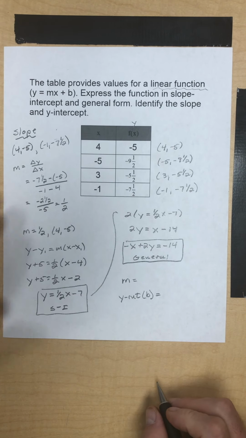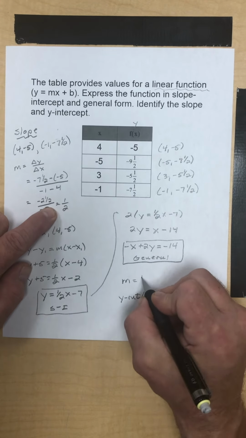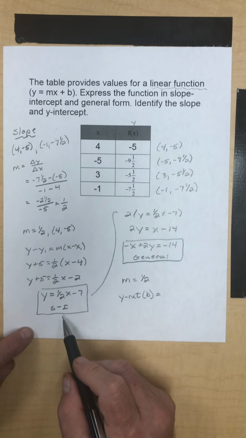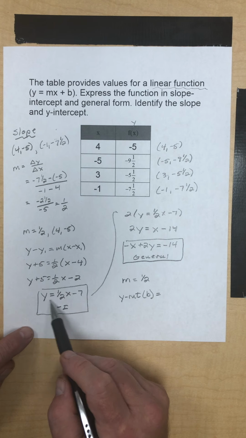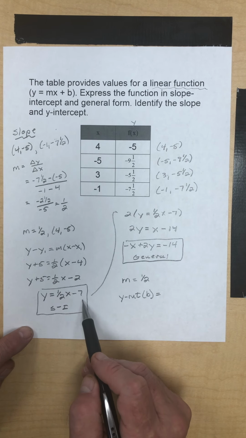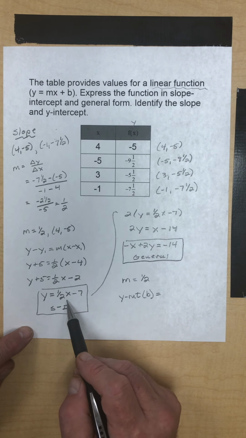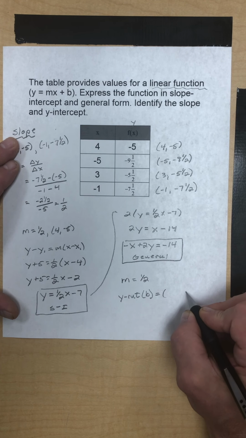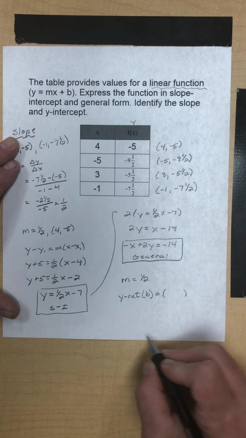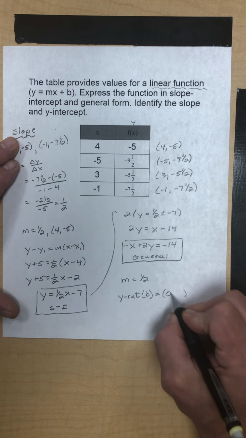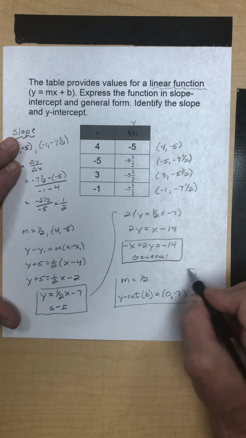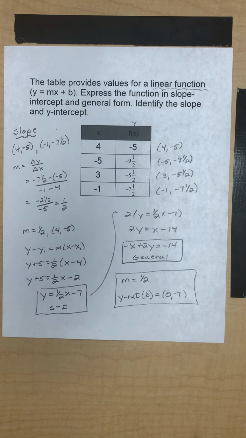We already know the slope is 1/2. Now for the y-intercept, go to slope-intercept form. We have y equals mx plus b. So what's being added to x? -7. And that's a point on the y-axis, so that'd be at (0, -7). And there's your slope and y-intercept. We're good there.